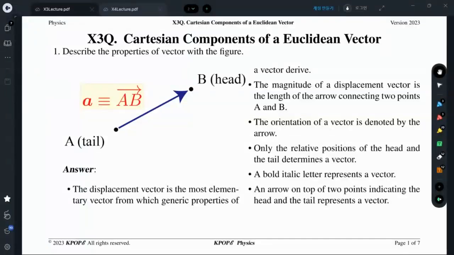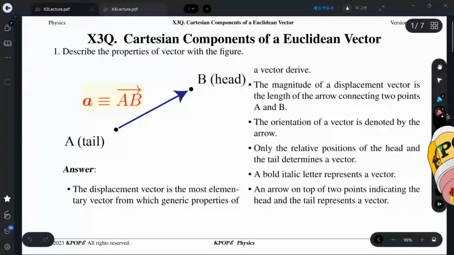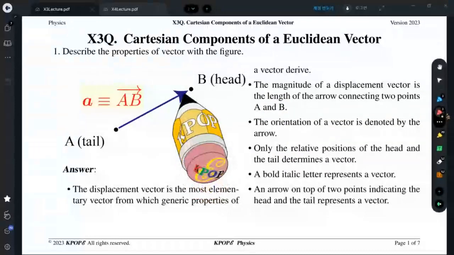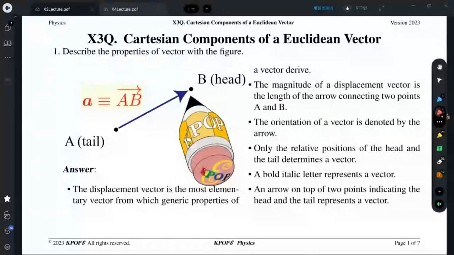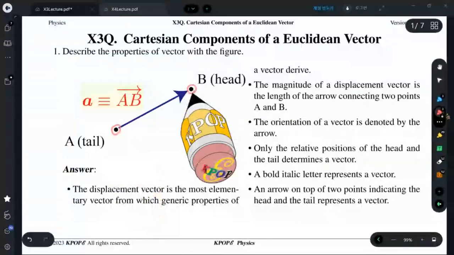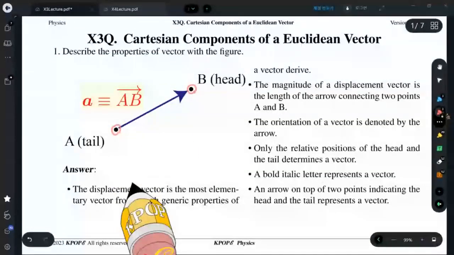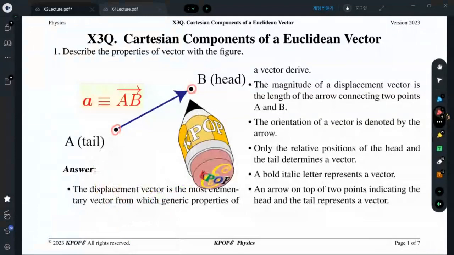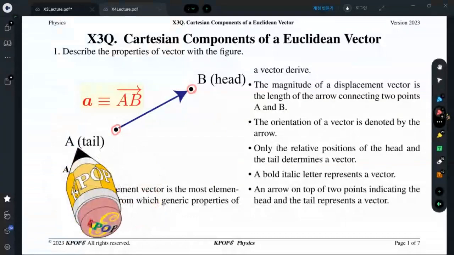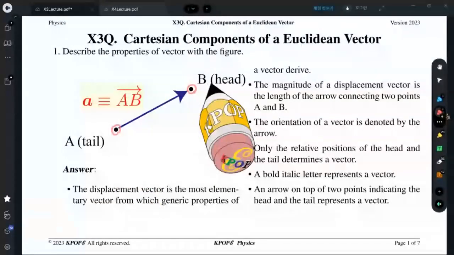Cartesian components of a Euclidean vector. A vector is equivalent to an arrow connecting a point to another. So we call this the head and this the tail of an arrow. A is a point in space, B is another point.